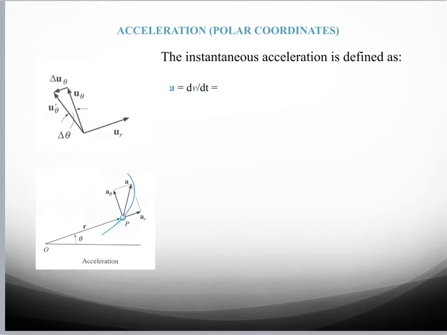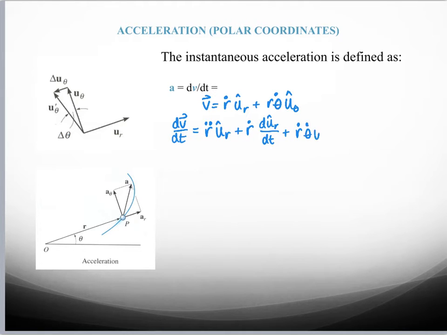And as you might expect, our next task will be to find the acceleration, which of course is the derivative of the velocity with respect to time. So let's rewrite the velocity so that we know what we're working with. And now we have to take the derivative of that with respect to time. That's going to require us to use a lot of product rules. So we're going to have r double dot times u sub r plus r dot times the derivative of u sub r with respect to time, plus r dot theta dot u sub theta plus r theta double dot u sub theta, and then finally r theta du sub theta dt. So you see we had a lot of terms because of the way the velocity worked and because we had to use the product rule.